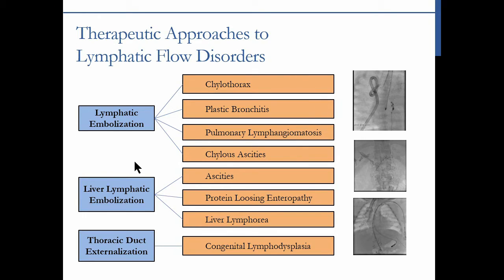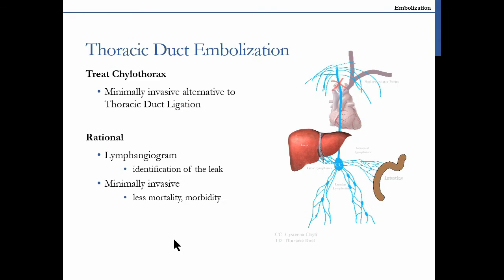We have not thoracic duct embolization, we call it lymphatic embolization because we use different techniques. We treat chylothorax, plastic bronchitis, pulmonary lymphangiomatosis. It's primarily GLA, Gorham disease patients, definitely chylous ascites. We started to look very closely, very successful in liver lymphatic embolization, lymphangiographic embolization, treating ascites, CHF-related ascites, and maybe also liver cirrhosis ascites, protein-losing enteropathy, liver lymphorrhea, and this is a new thing for us, thoracic duct externalization and thoracic duct stenting.